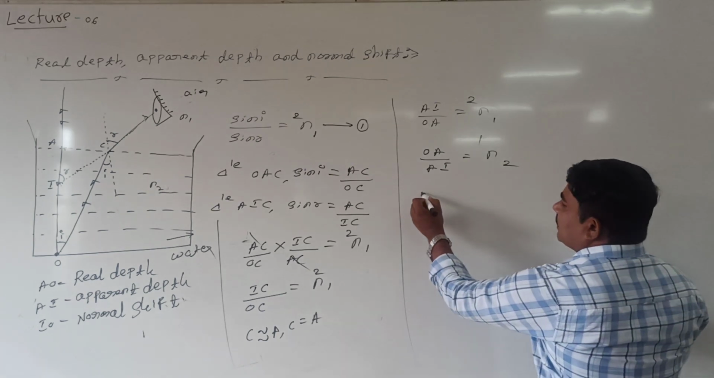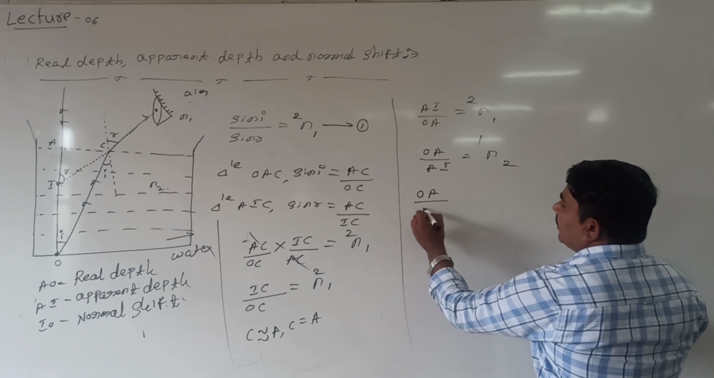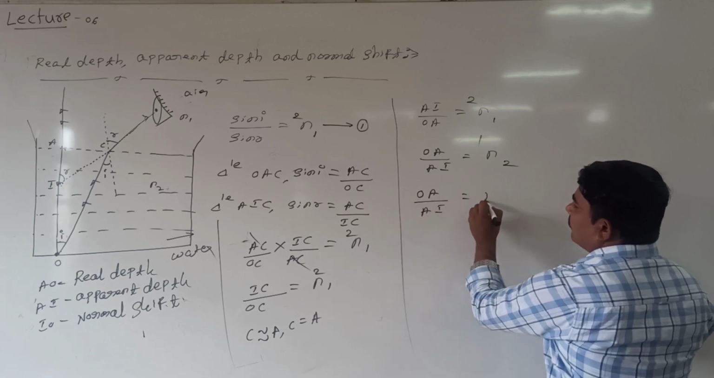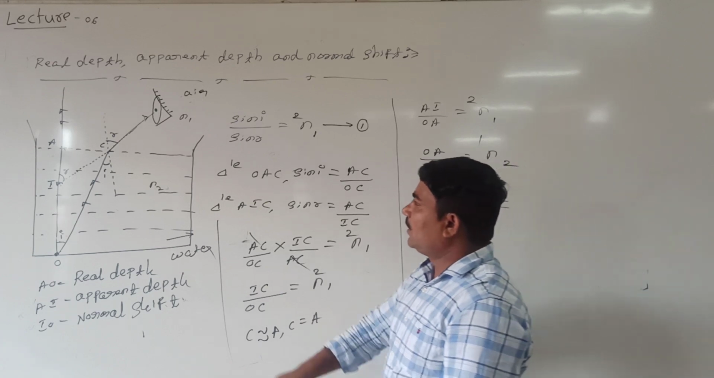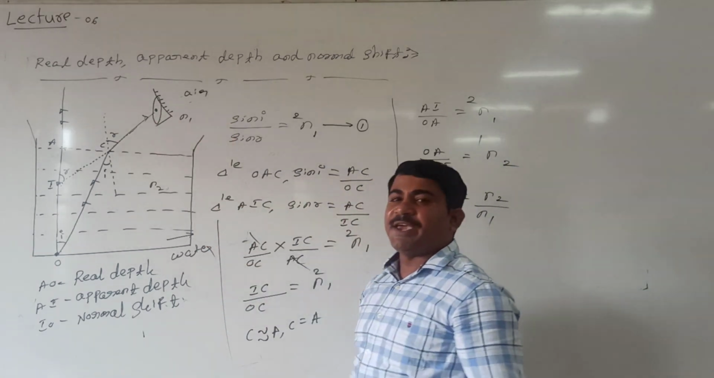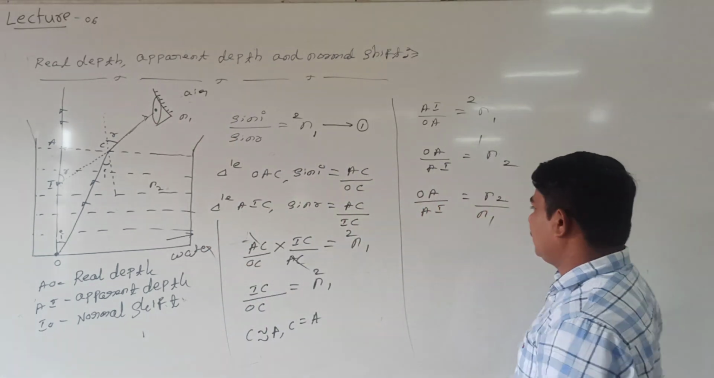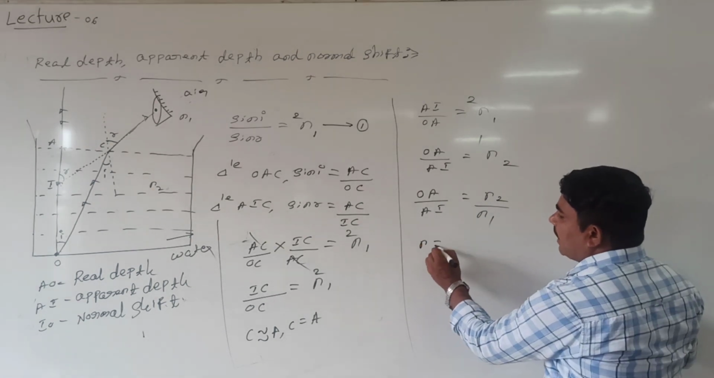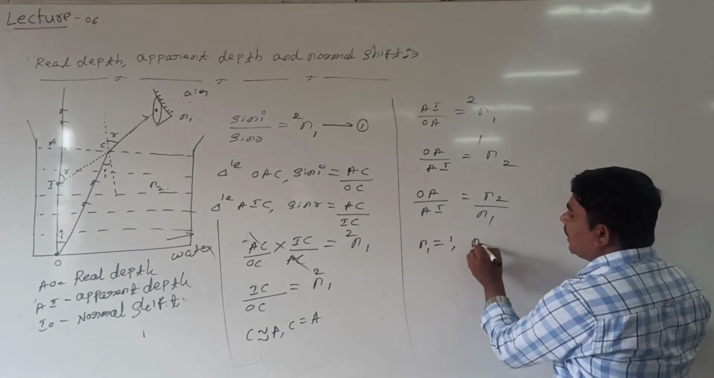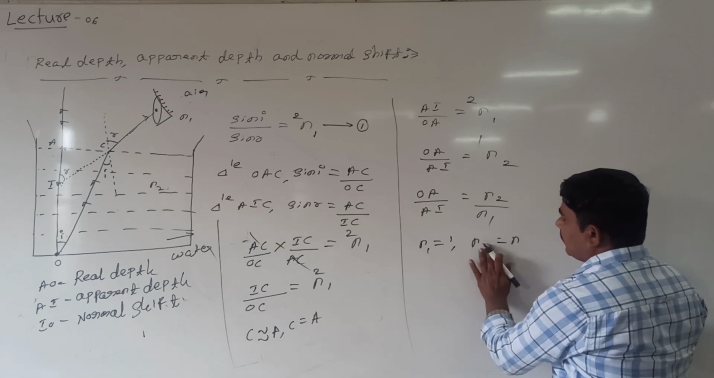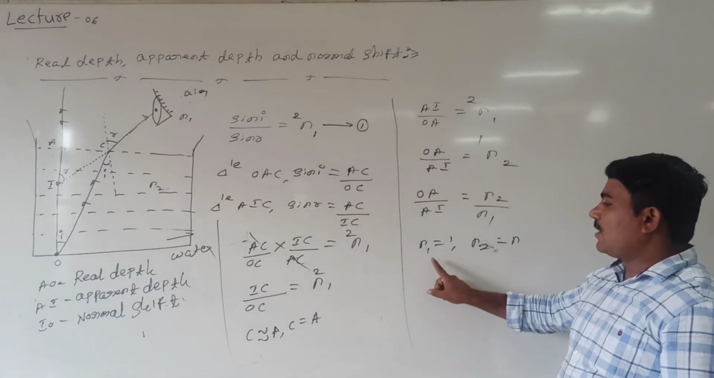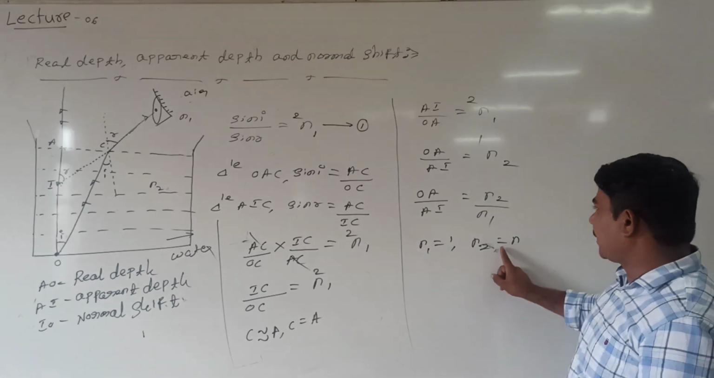Or else you can take it like this also. OA divided by AI is equal to what value? N2 divided by N1. What do we know? N1 is the rarer medium, air or vacuum. Its value is 1. For my convenience, I will take air is equal to 1, and N2 is equal to the N value.